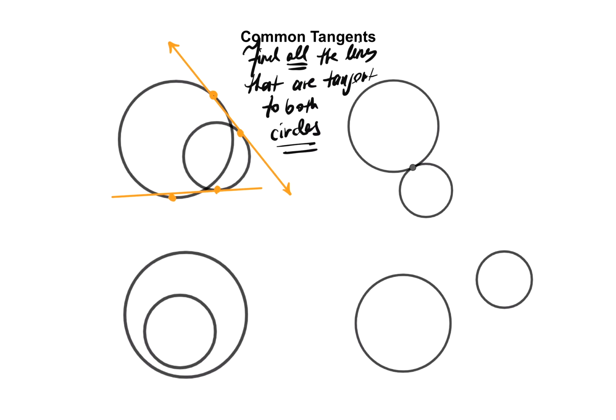That line is tangent to both circles. So for this circle, there are only two tangents. There are only two common tangents for this pair of circles. Okay, if I move over to this next pair over here, how many do you guys think there is?